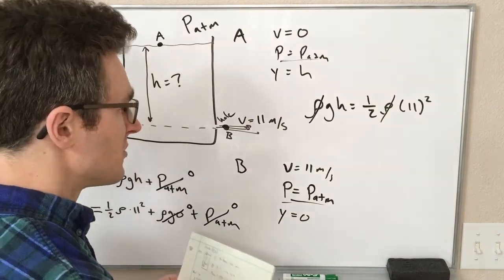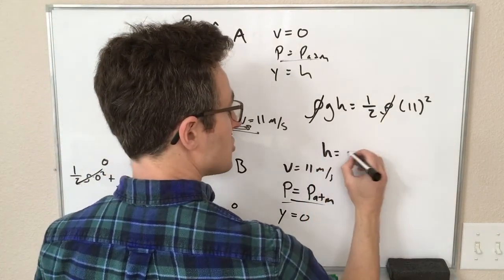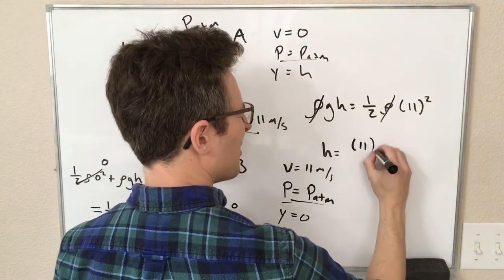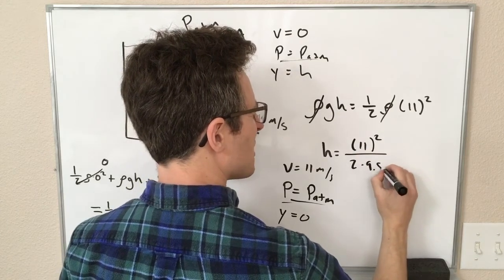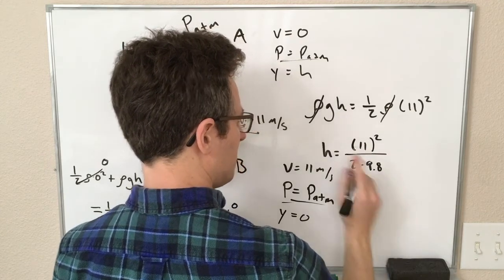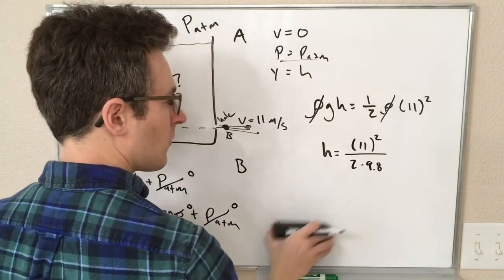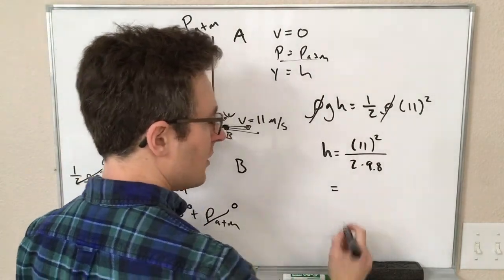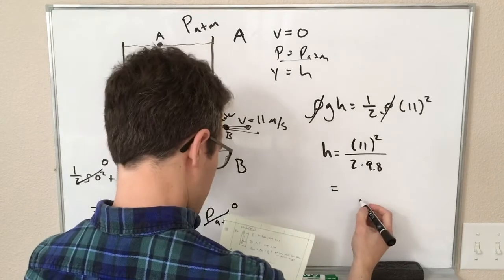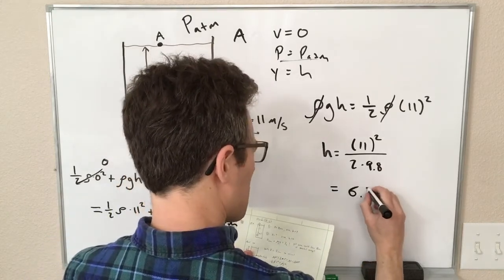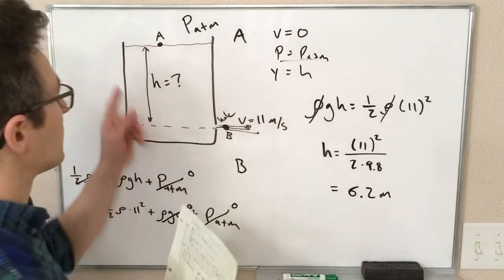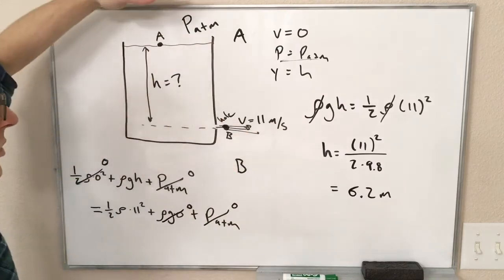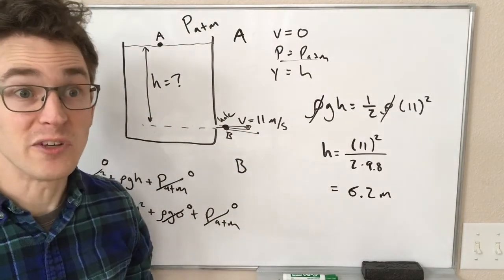Okay, so if we want to solve for h, divide both sides by g, so we have h equals 11 squared over 2 times 9.8. So that's 121 divided by roughly 20. So that's going to give us a height of roughly 6 meters. If I plug that into my calculator, I get 6.2 meters. So in order for this to be true, 11 meters per second is pretty fast. You need 6 meters of fluid above the hole. That's like 18 or 20 feet of fluid.